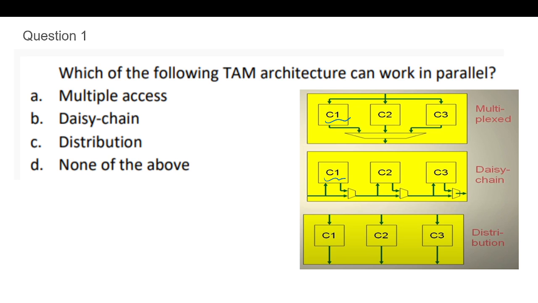Here the multiplexer size is reduced. In the distribution, we are distributing the TAM width to 1, 2, 3 cores separately. So here we can have a parallel approach. So we just have seen only 3 types: multiplex, daisy chain, and distribution. So the answer is distribution.